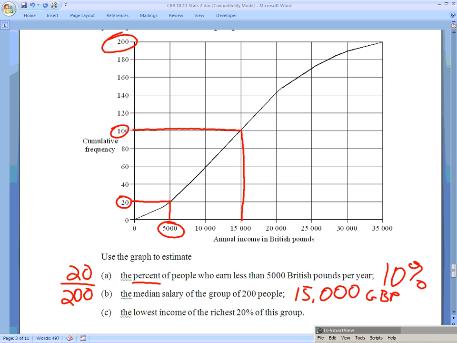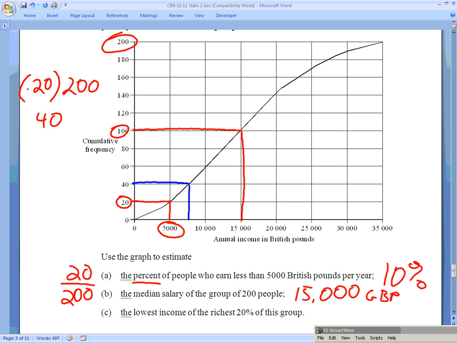And the lowest income of the richest 20% of this group. Richest 20%. Well, we have 200 people. How much is 20% of 200 people? We'll take 0.2 or 0.20 for your 20% times the 200, and we end up with 40 people. So there's 40 people that are the richest 20% of the group. But if I just go up 40 on my graph, 40 people here, and then follow it down, that's not the richest 40 people. Those would be the poorest 40 people.